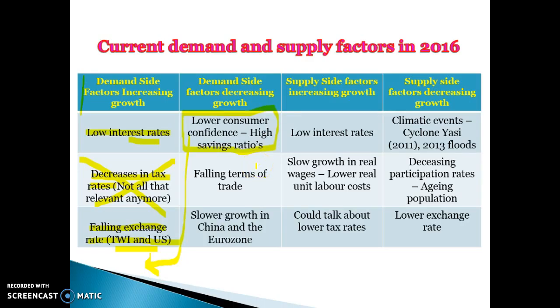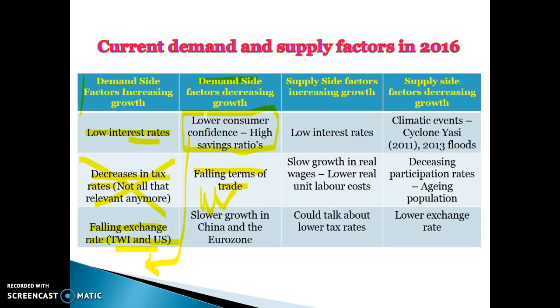But the big demand side factor decreasing our growth, well, this one here's the big one. Falling terms of trade. We're getting a lot less money for our exports than we did in the past. That's leading to less employment in the mining industry, lower consumption spending, significantly less investment spending. So use the terms of trade and then link it to investment spending. That's the big thing causing a decrease in aggregate demand at the moment.